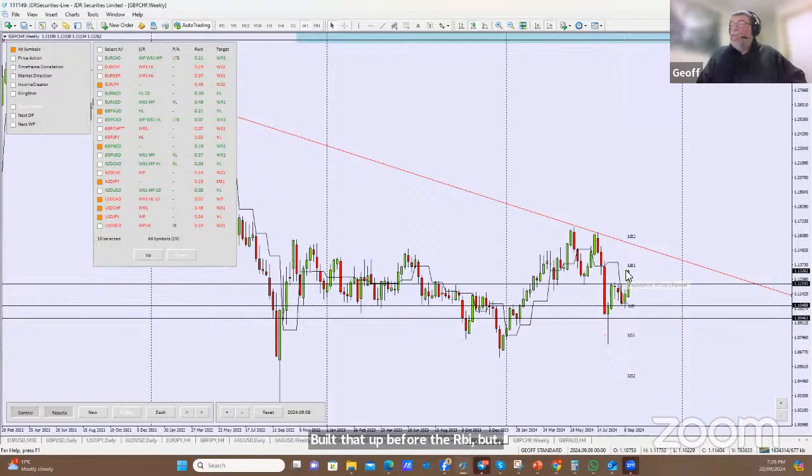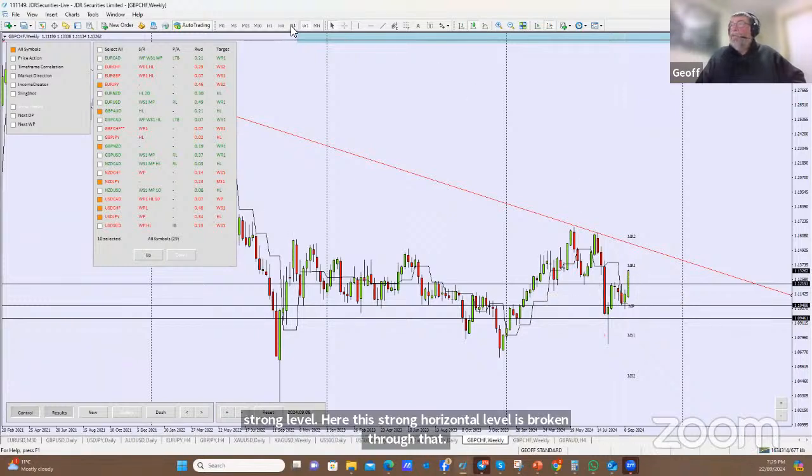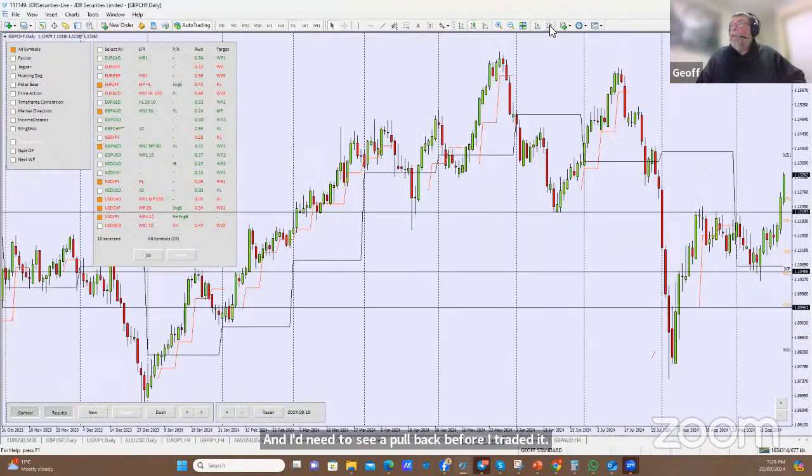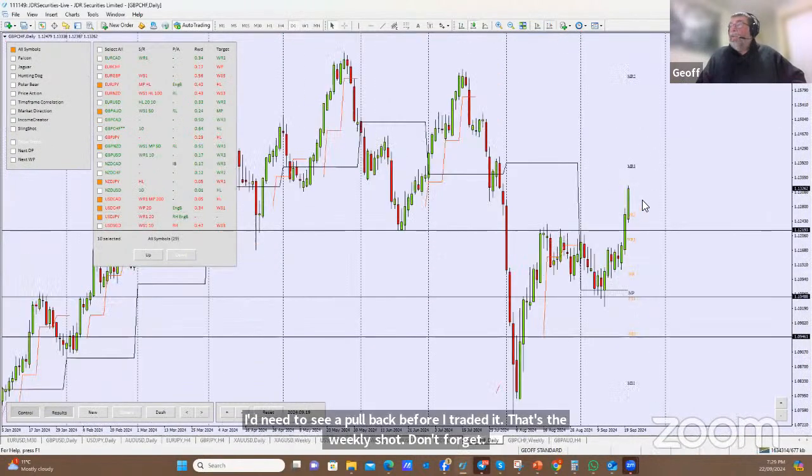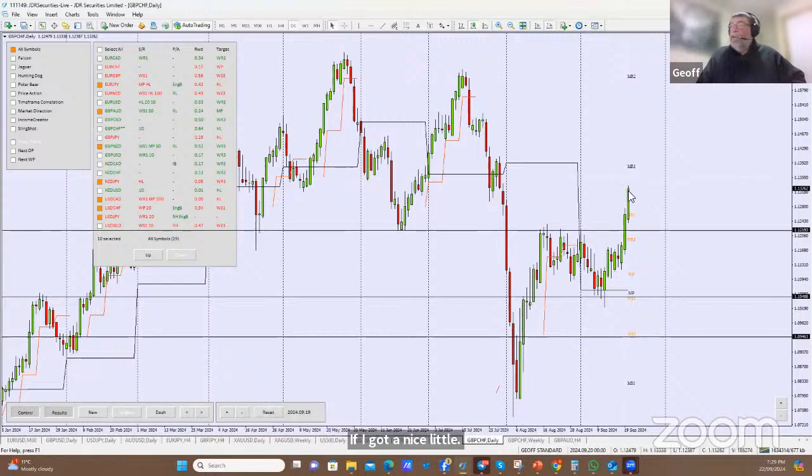So the pound versus the Swissy took off a fortnight ago and this strong horizontal level has now broken through that. And I'd need to see a pullback before I traded it. That's the weekly chart, don't forget. If I got a nice little dip here, I think this is one to follow. So buy the dips on pound versus the Swissy.